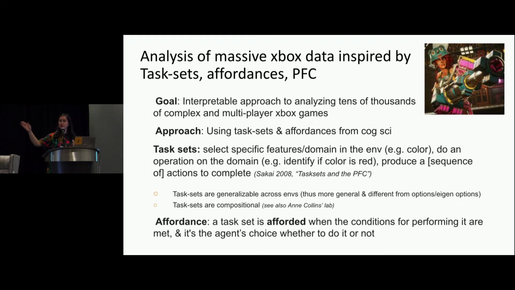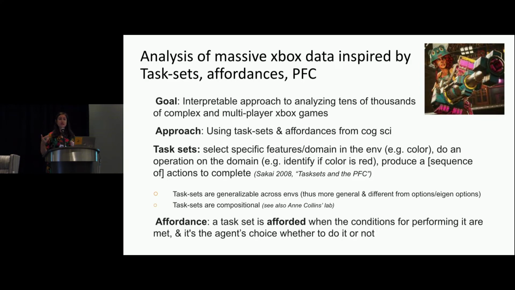They care about what feature in the environment do I need to select, let's say the color, what operation do I need to do, let's say judge whether it's red, and what actions do I need to take in order to report to the environment my response to that task. They are both generalizable and compositional. Anne Collins's lab actually does a lot of fun work on options, and she's done some work also on task sets, and I hope that we can have a conversation about these more higher level notions and how to bring them into RL. And affordance is when the conditions for doing a task set are met, and it's up to you or the agent whether you would want to do this or not.